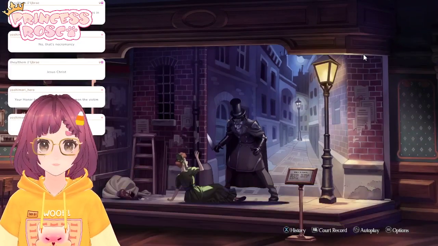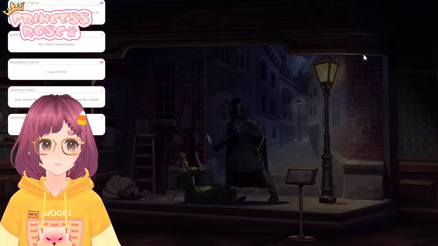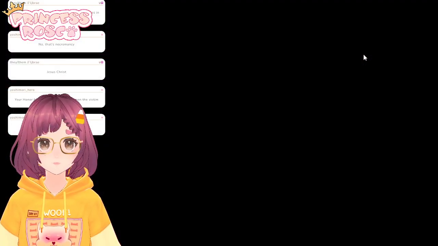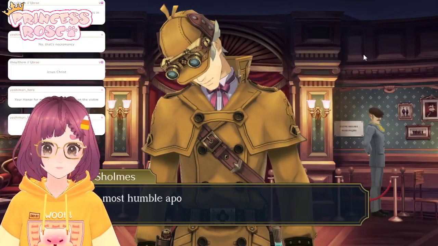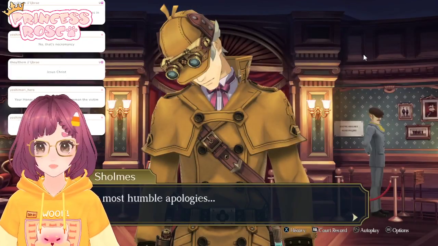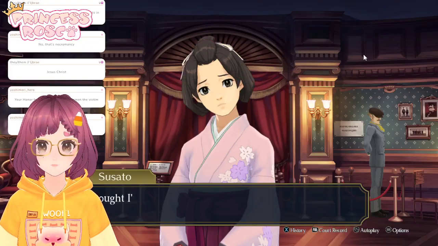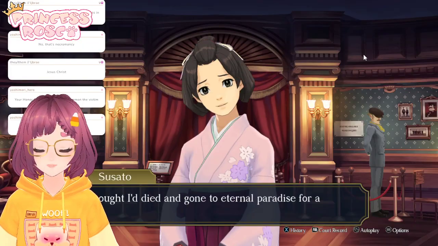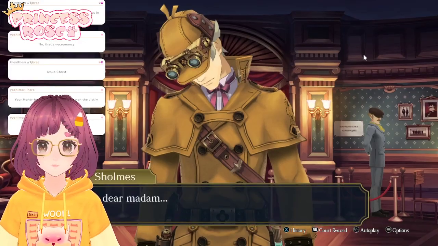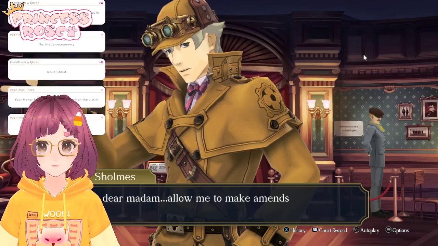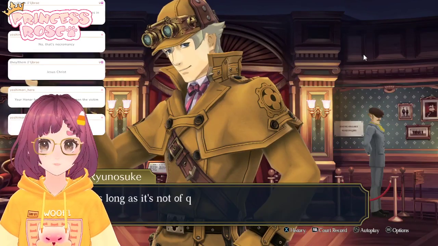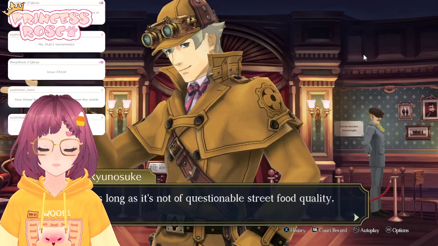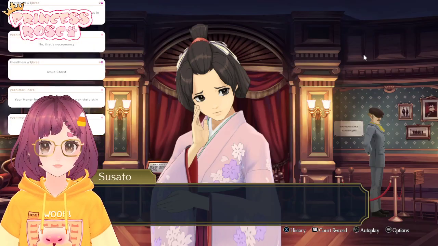Susato-san! Susato-san! My most humble apologies. I thought I'd died and gone to eternal paradise for a moment, via London. My dear madam, allow me to make amends by offering you a tasty free deduction at some point. As long as it's not of questionable street food quality?